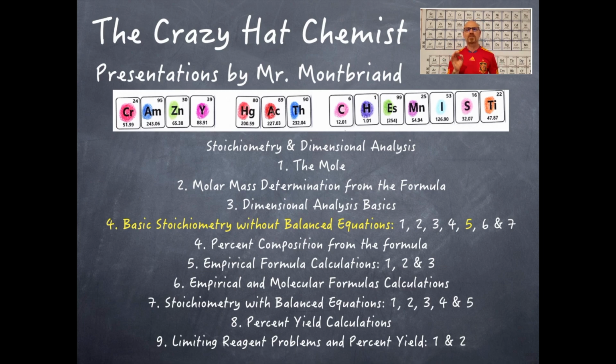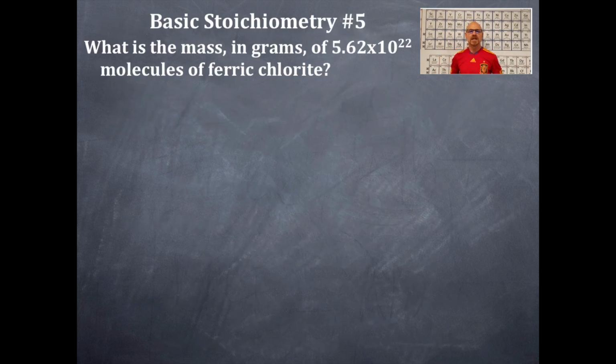Today we're doing another basic stoichiometry problem on the overall unit of stoichiometry and dimensional analysis. We're going to do this problem here, the fifth problem in this series. Okay, here we go. So basic stoichiometry number 5. What is the mass in grams of 5.62 times 10 to the 22 molecules of ferric chloride?